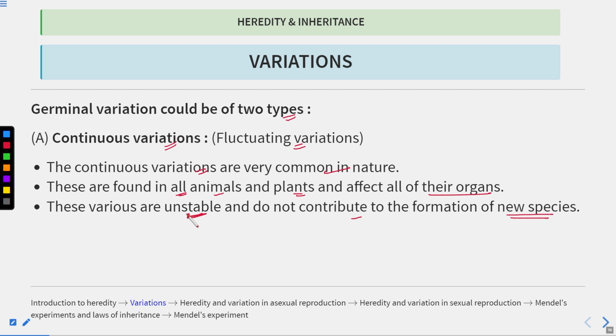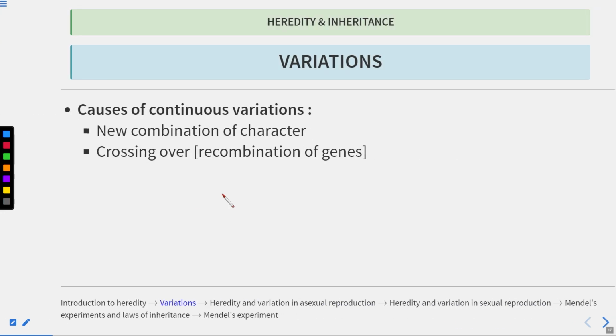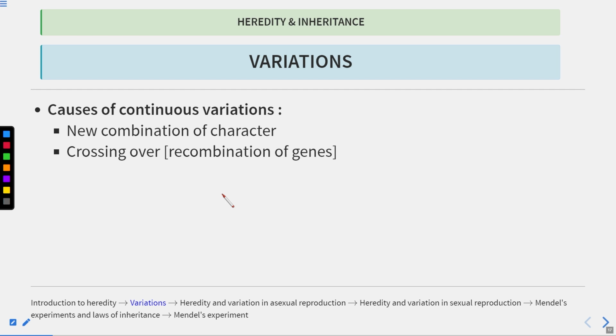That's why they are lost and they don't contribute to the formation of new species, because they are unstable and they don't accumulate over time. A new species develops when the variations accumulate over time, but these continuous variations are quite unstable and don't contribute to the formation of new species. Now let's study the cause of the continuous variations. Here, new combination of the characters can lead to continuous variations.